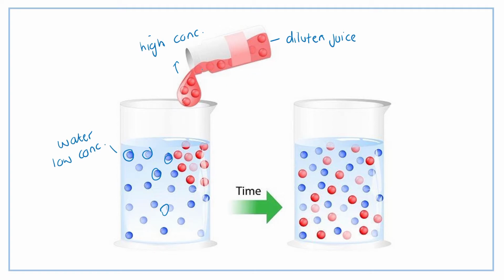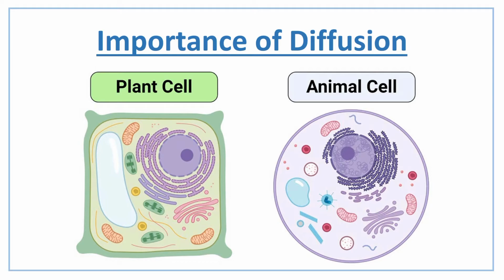So when your diluting juice is first poured in, it's initially going to gather where it's just being poured. But over time, it will spread out evenly amongst all the water particles. And eventually it will look like it does in the second picture on the right hand side. Diffusion is an incredibly important process. It is important not only for beings like ourselves, multicellular organisms, but it is also important on a unicellular standpoint.